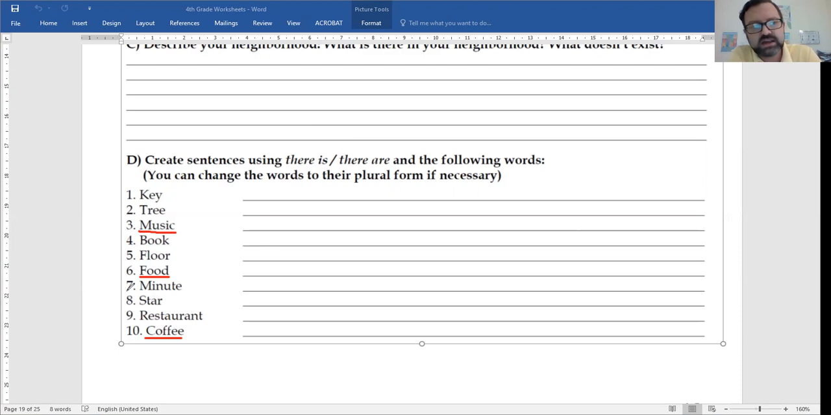Also, a lot of these things, when we can count coffee, like I can say, I ordered 2 coffees from the cafe earlier, but I am not counting the coffee. I am counting cups or glasses or bottles, okay? So make sure you know what to do here with music and food and coffee. You can make your own sentences. We will definitely do some examples in class today.